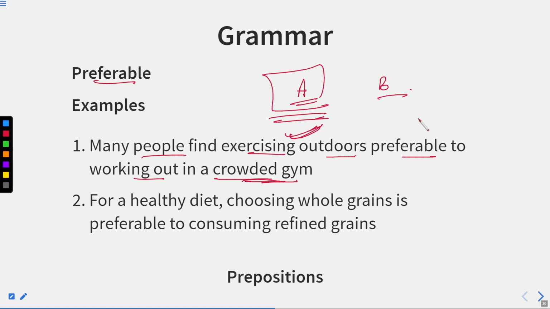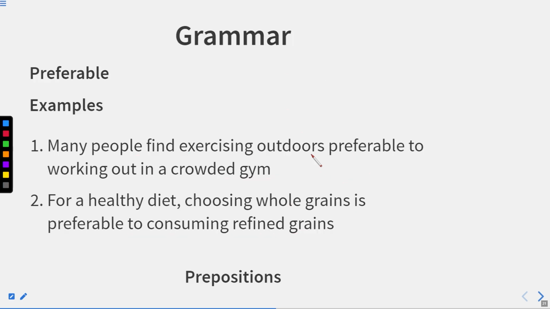So they don't want to go to the gym, in fact they want to go to open areas like gardens and parks just to exercise. That is preferable to working out in a crowded gym. For a healthy diet, choosing whole grains is preferable to consuming refined grains. So whole grains is preferable to, it means this is more in choice. So this is how we use the word preferable. Now let us move to the next one.